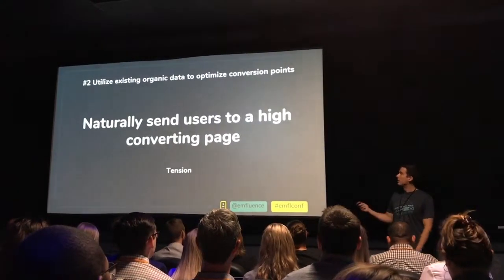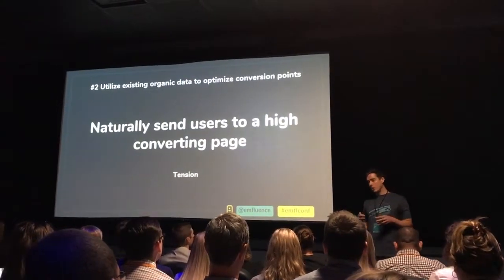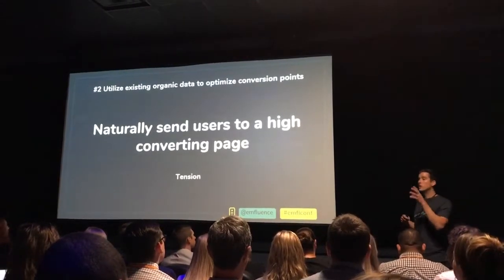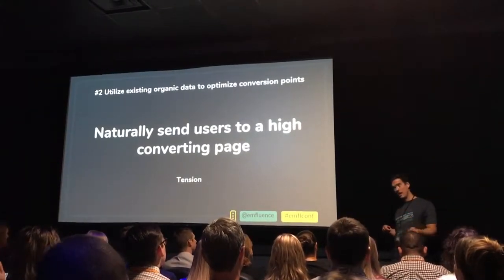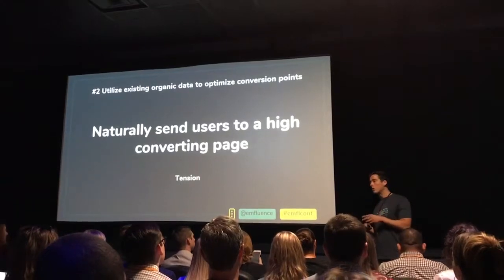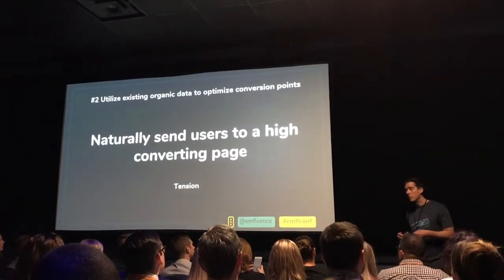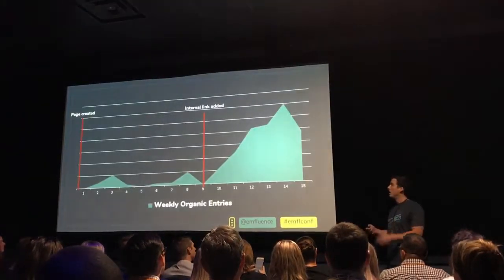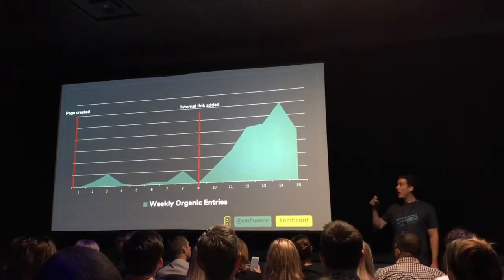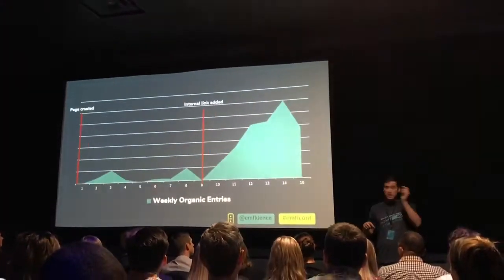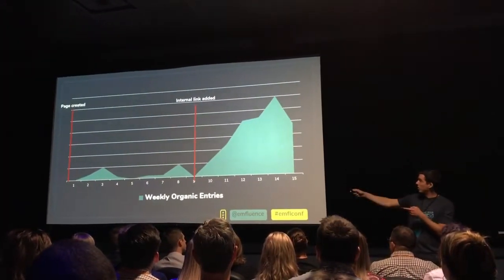And then how did Tension do this? We had to get a little creative, but we noticed the other competing pages in that number 10 envelopes blog, they were all sending their users to a certain page type that Tension didn't have. So what did we do? We just created that page type. And we internally linked to it from that high authority blog, so you can see when the page was created and when the internal link was added.